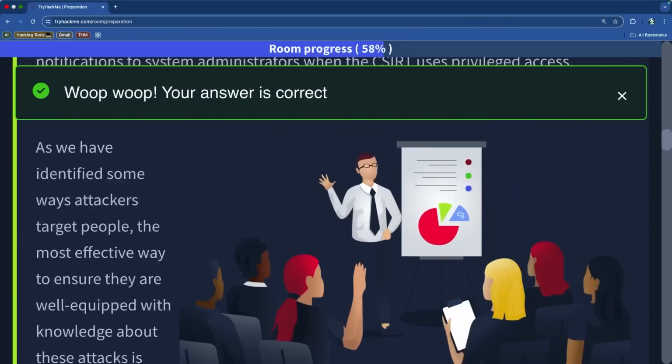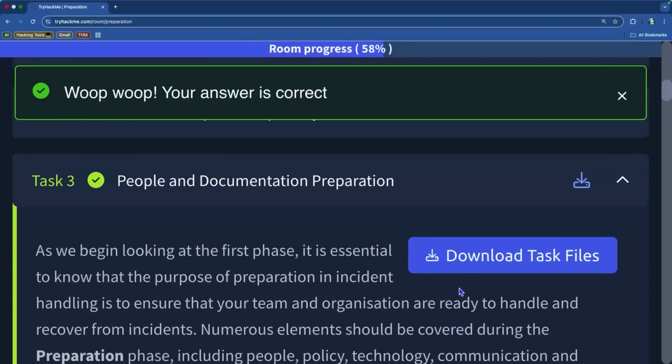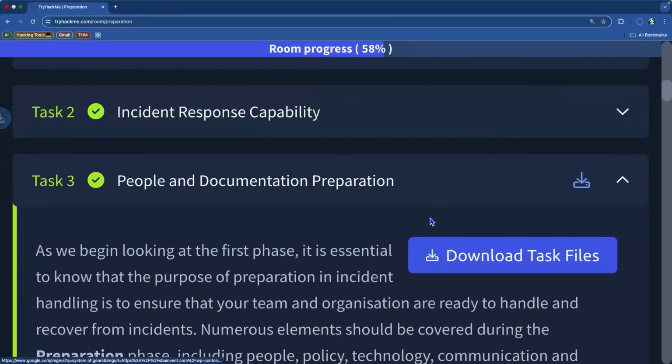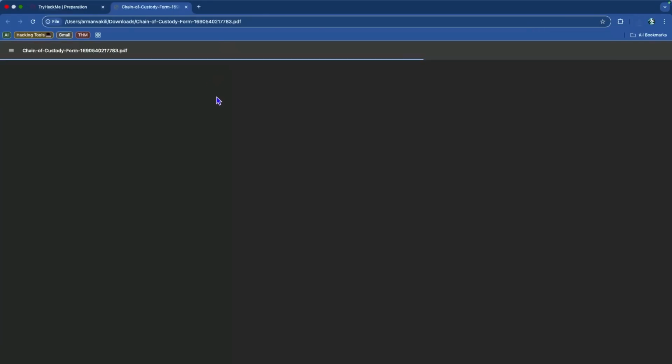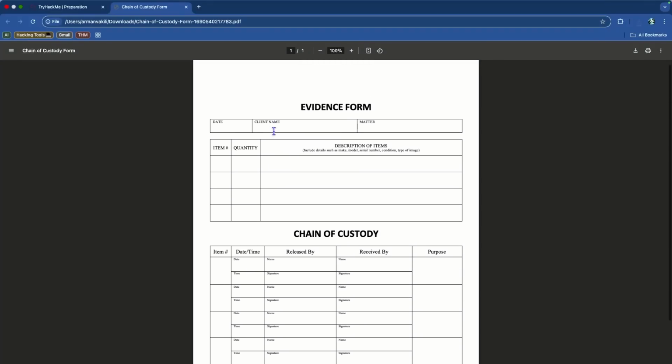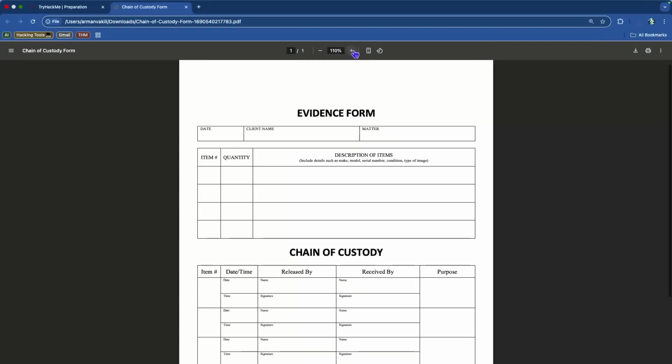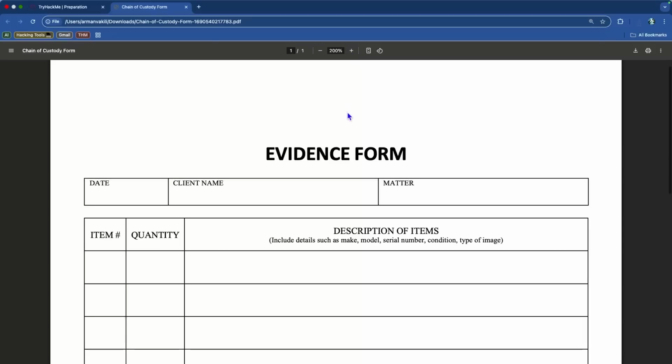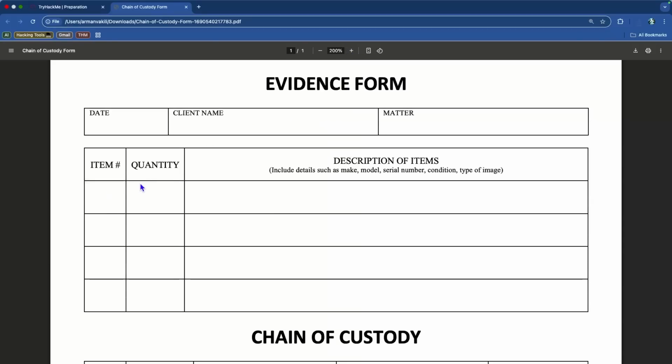Okay, so let's look at the template that they gave us, and let's see if we can actually open this in our browser. Yes, we can, because it is a PDF. Excellent. Oh, that's so basic. Okay, so this is the evidence form, right? So this is like a chain of custody form. And so, you know, the item number, the quantity of that item, the description of it, which includes details like the make, model, serial number, and so on.